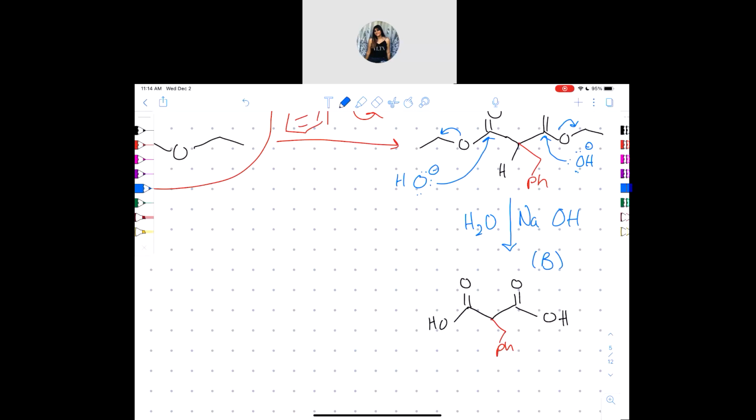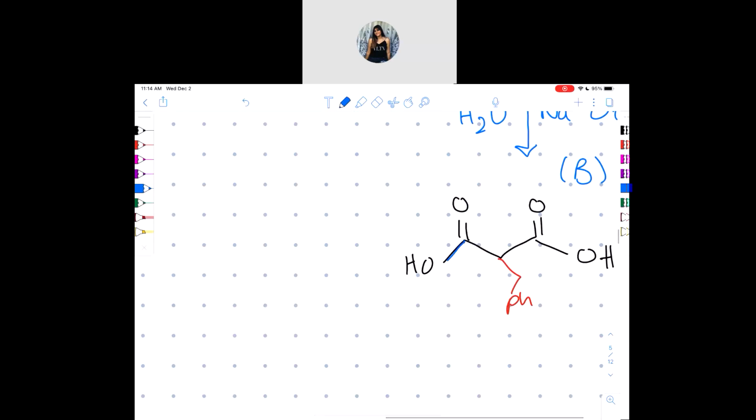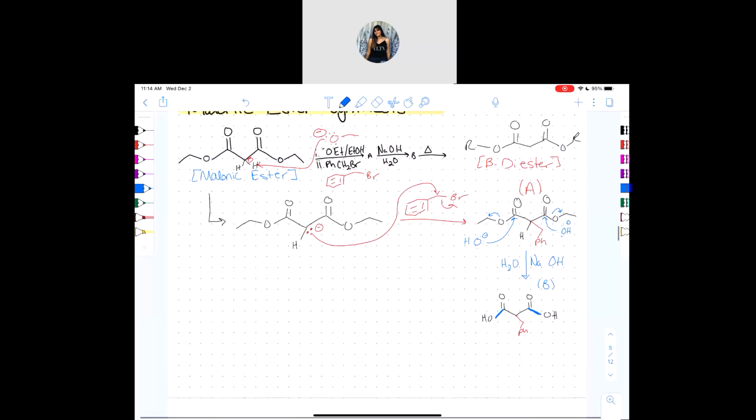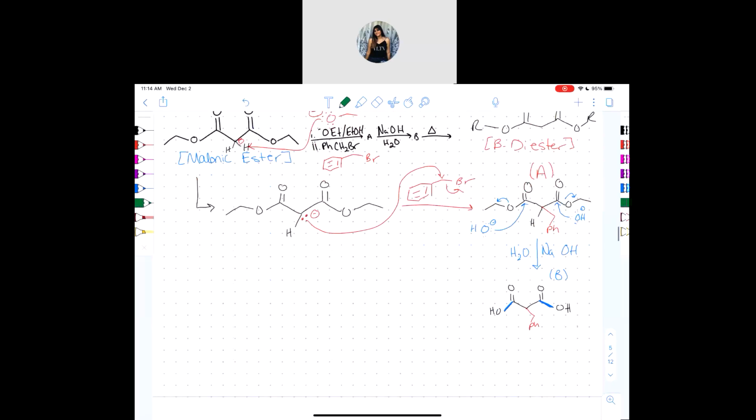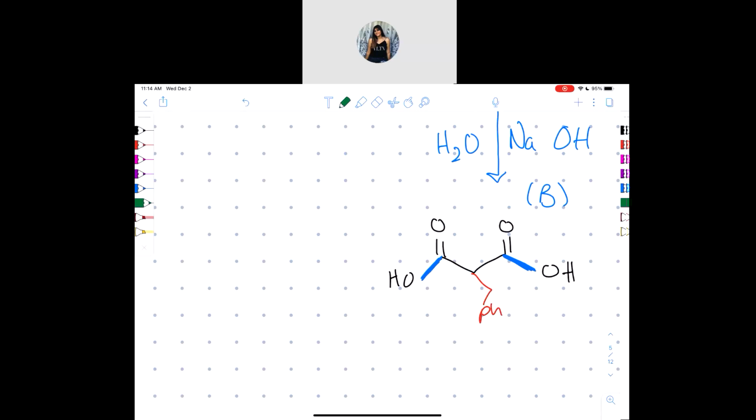And someone please remind me what heat is going to do, because we have heat in our next step. What kind of mechanism is heat going to cause? Yes, a decarboxylation, exactly. So let's go ahead and do that. Someone made a really good point and said we have to rotate something. That's absolutely correct. If you guys remember, I said we need two specific things in order to do a decarboxylation. Does anyone remember what those were?